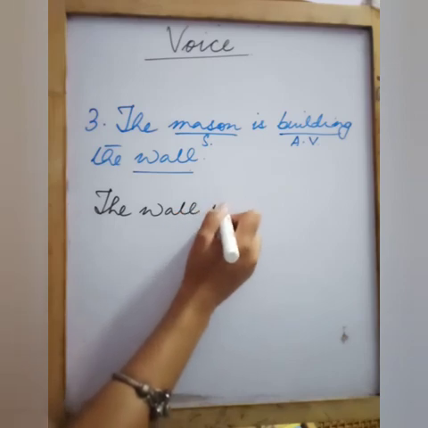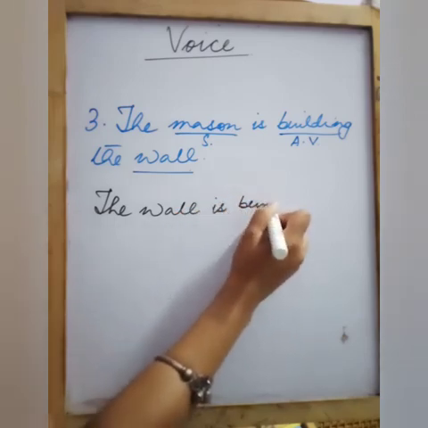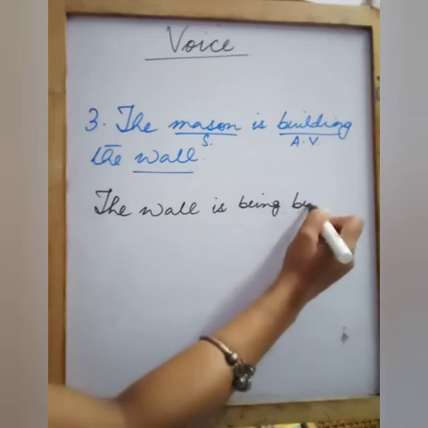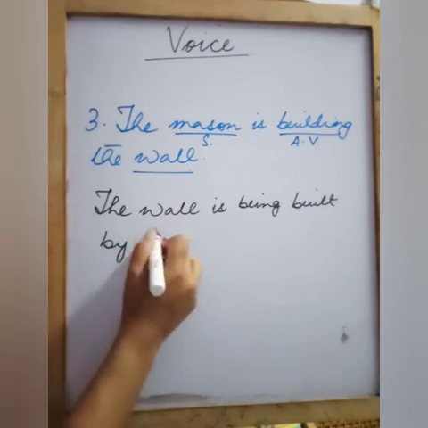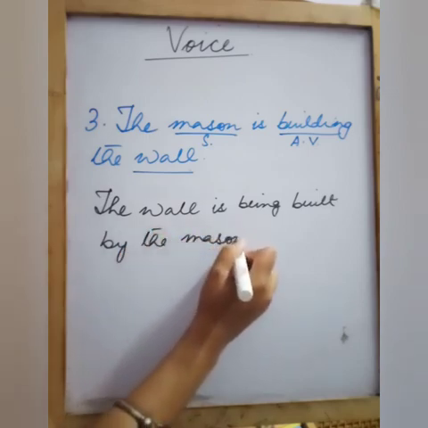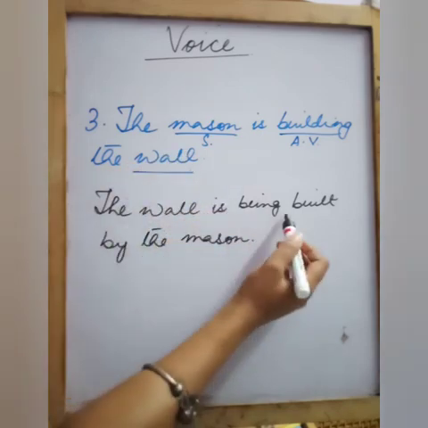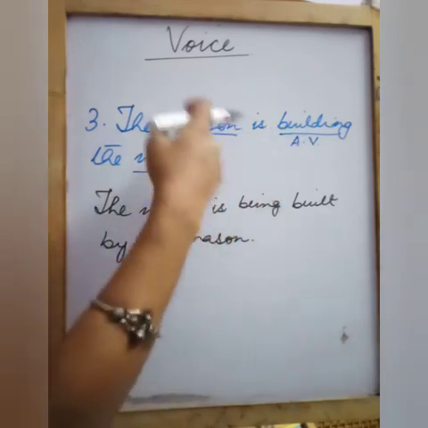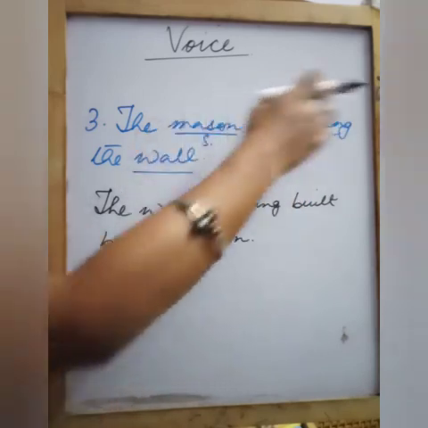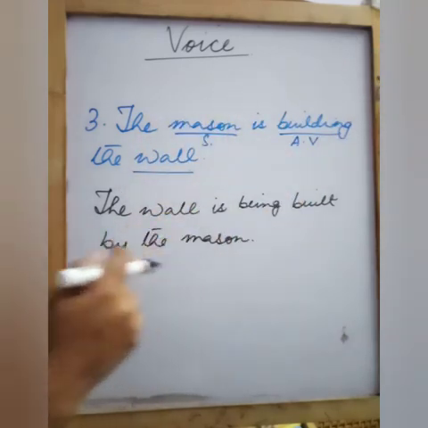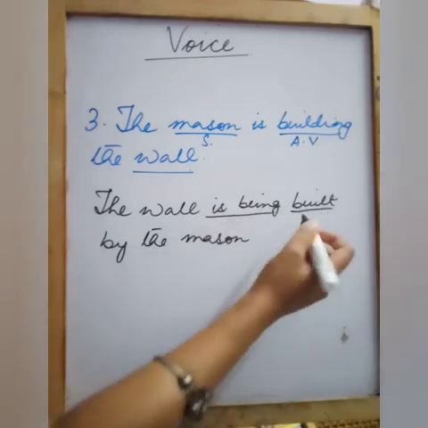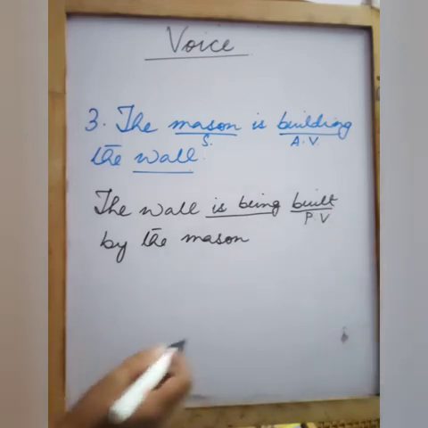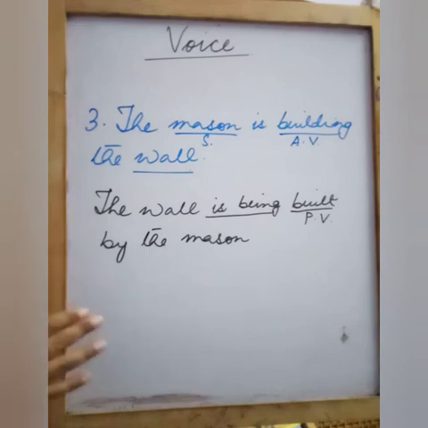The wall is being built by the mason. See, why did we write is being? Because he is still building, isn't it? It is in the continuous form. So we have to write, the wall is being built. Is being. Fine. So is being built, it goes to the passive voice. Fine. So this is how you change sentences from the active voice to the passive voice.